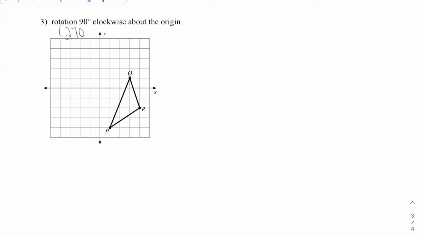Recall that a 90 degrees clockwise rotation has the same rule as a 270-degree counterclockwise rotation. So on your homework or your quiz, if you have any questions that say 270 counterclockwise, you will follow the same process as with 90 degrees clockwise. The rule for this rotation is x comma y changes to y comma negative or opposite x.